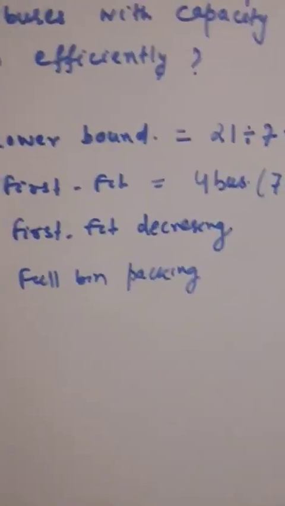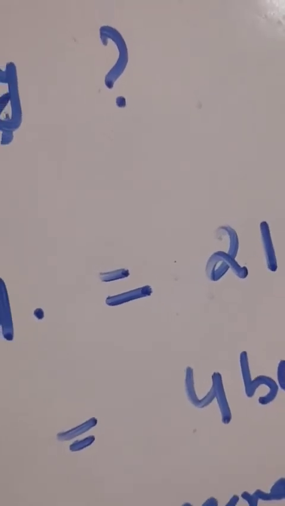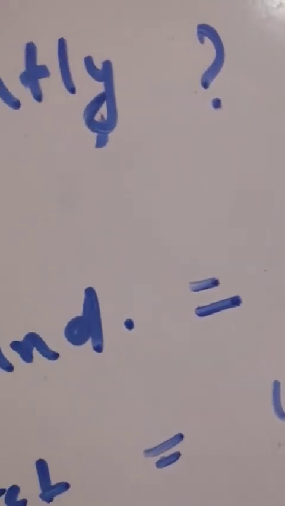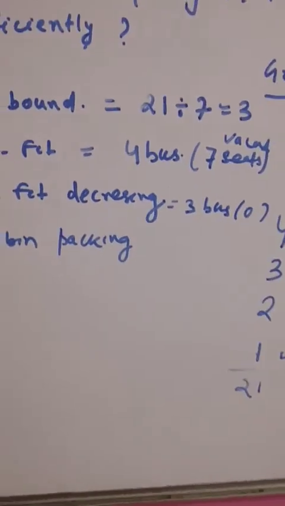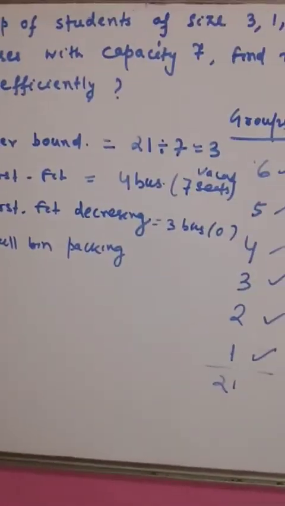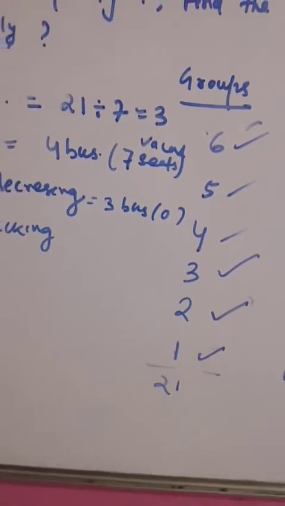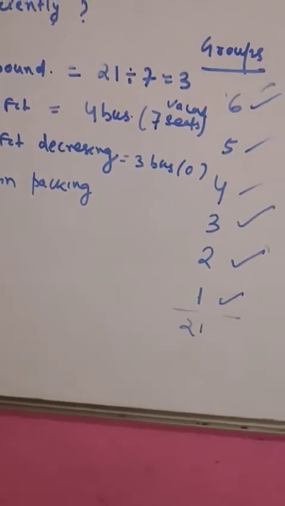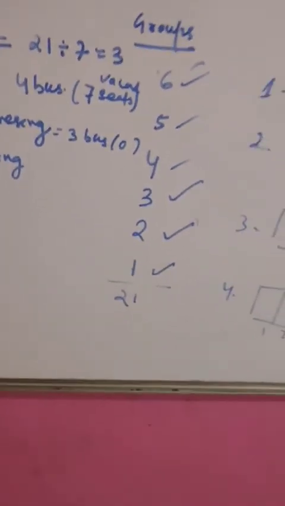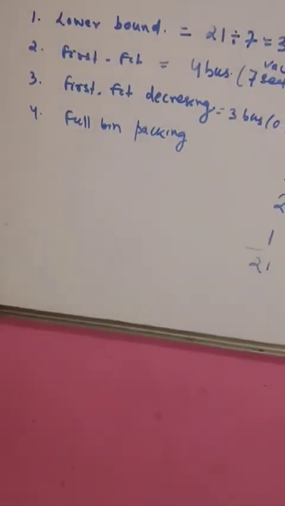So in first fit decreasing, we need 3 buses and 0 seats vacant. 3 buses and 0 vacant. Lower bound was 3. In first fit, 4 buses required and 7 seats lying vacant. In first fit decreasing, 3 buses with 0 seats lying vacant. And the last one is your full bin packing.